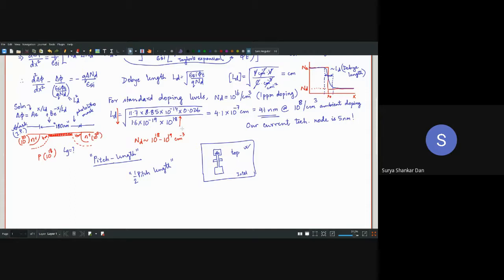Yes, you can. How do you do it? You simply increase the doping over here so that LD will be reduced. So this error zone will be reduced. Instead of 41 nanometers, it will be 4.1 nanometers. So it's much less, 10 times less. Okay, Shashank? Yes, sir.